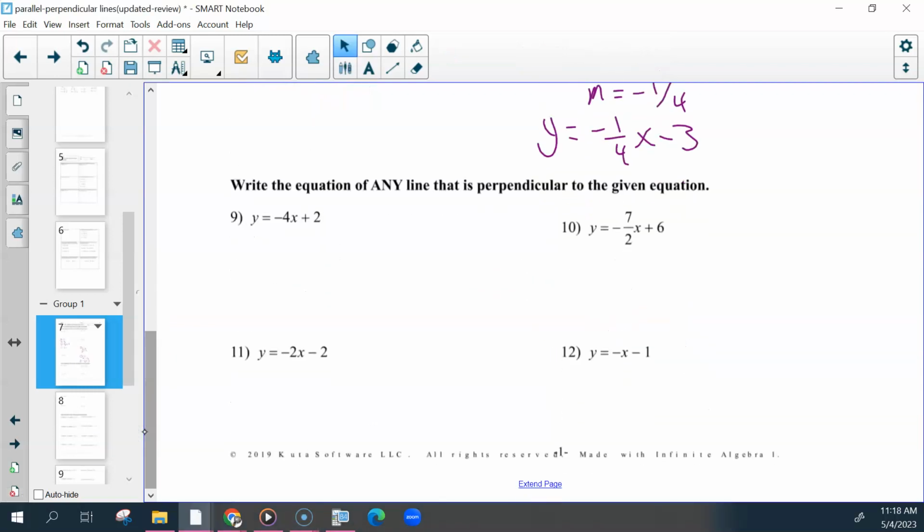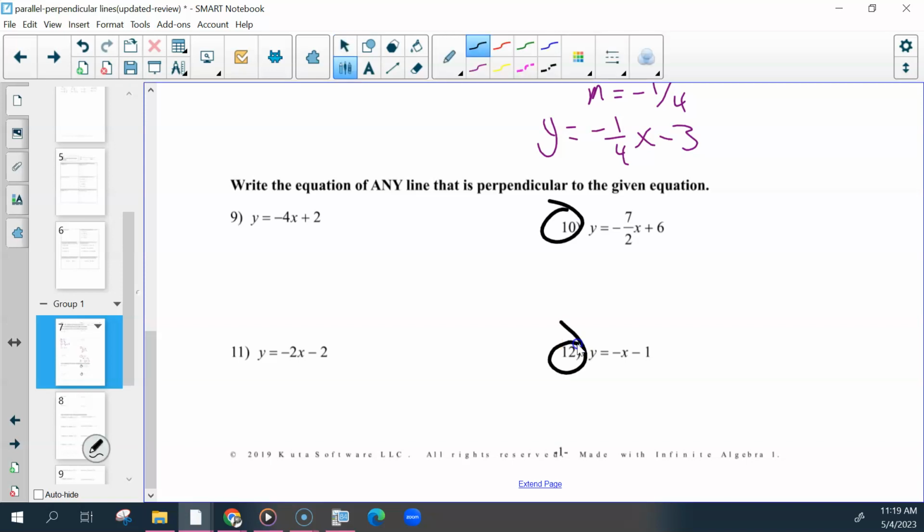Okay, in this next section, we are writing equations that are perpendicular to the one that's given. This goes on to the next page. Which of these do we want to see go over and review? 10. 12. Any on the next page in that same section?